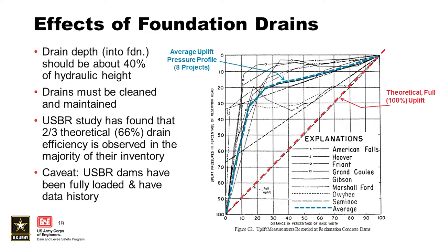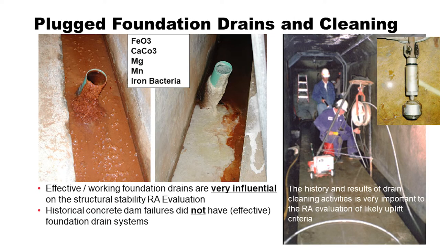You can see this on the next slide. You can get plugged foundation drains, which need cleaning. You can see the one on the left. You have iron floc or iron biota. It can clog up the efficiency of your drain just with bacterial accumulation, iron bacteria. And then on the right, you can see calcium carbonate accumulation in the drain. And this can just literally block up all your open cracks or joints in your drain cavity, so you get back pressure.